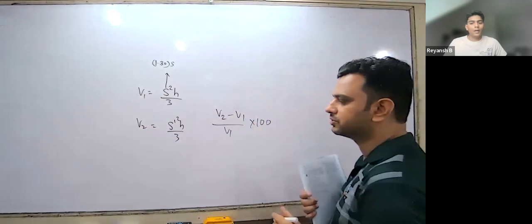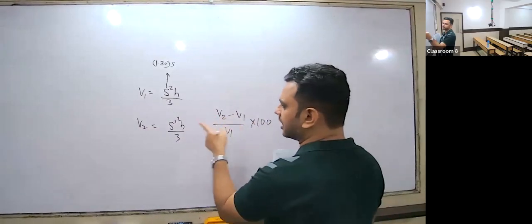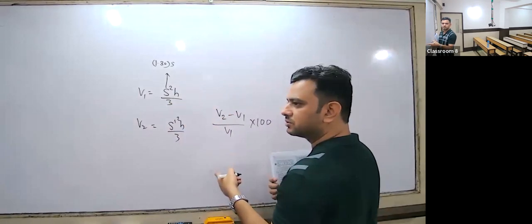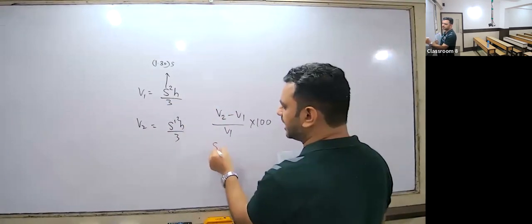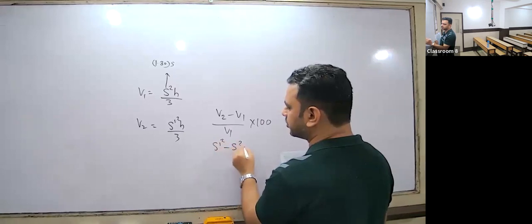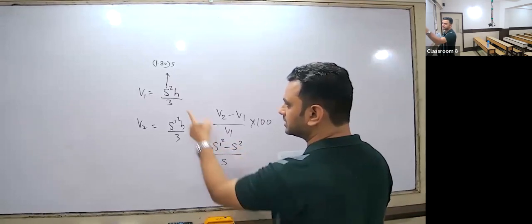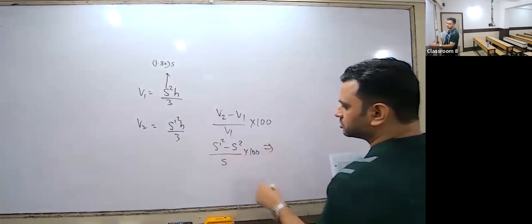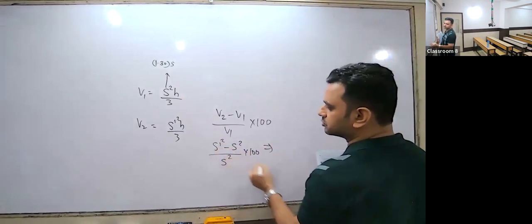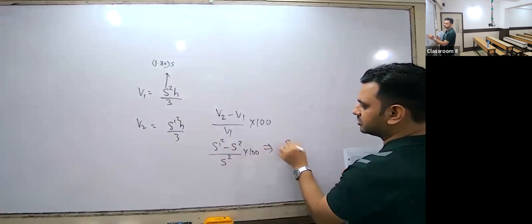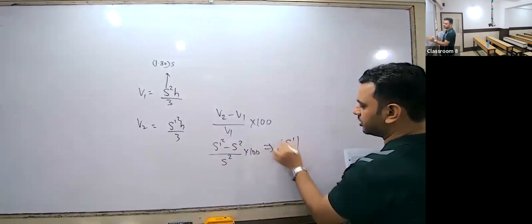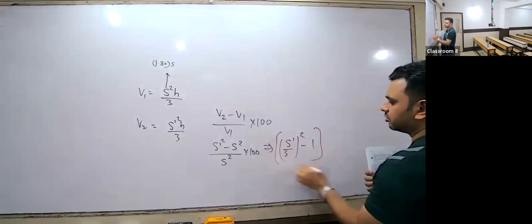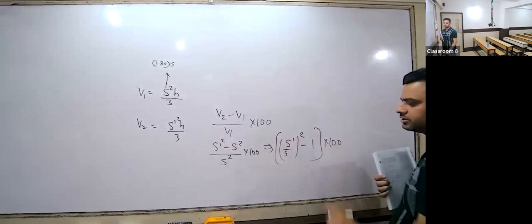Okay. So I'm putting the value. So this H by 3 will cancel out. So this will be S dash square minus S square upon S square into 100. Got it? I'm separately dividing, so it will be S dash by S whole square minus 1, times 100. Got it?